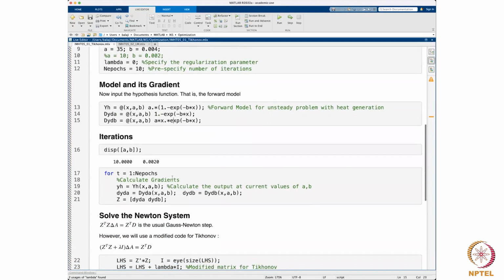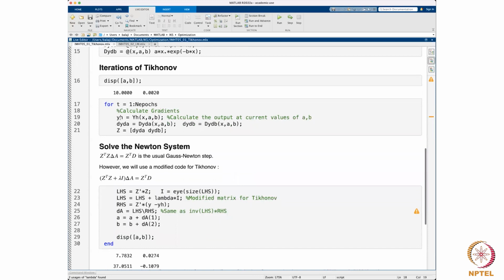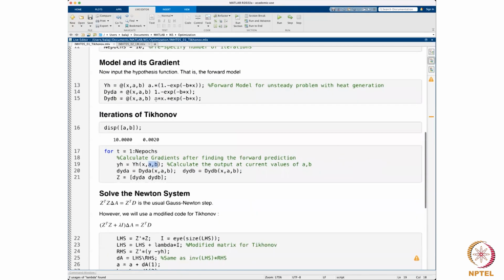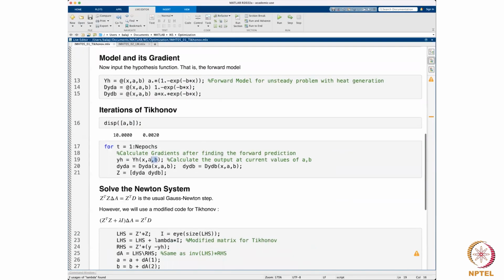Okay. Now here is where we are actually going to do the iterations of Tikhonov. Again, same as before, you first find out what the forward model is. We can in fact write that after finding the forward prediction. So remember, we first make the forward prediction, take a guess for A and B, which we have done here. Here are the guesses. For that A and B, for every X in your data set, find out the Y. Okay, so we did that.